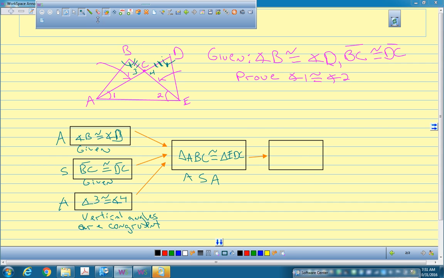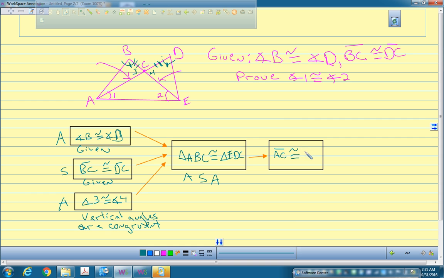To say that, therefore, side AC has to be congruent to side EC. What's the reason for that? No, that's not isosceles triangle. If triangles are congruent, what allows me to say that side AC is congruent to side EC? CPCTC. That's your CPCTC, corresponding parts of congruent triangles. Once you've proven the triangles are congruent, all of their corresponding parts are congruent.